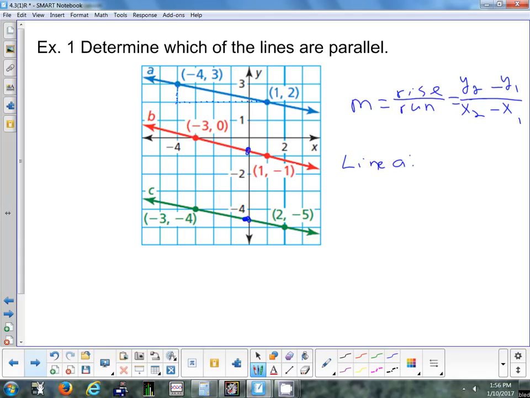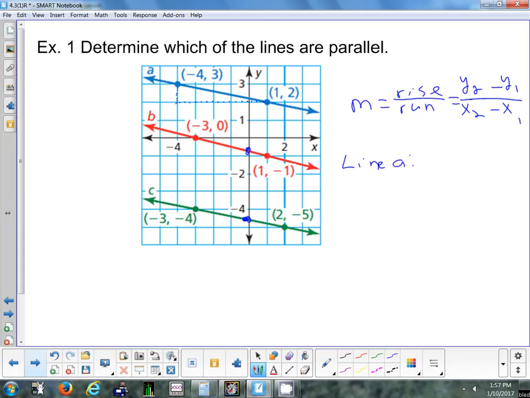Okay, guys, be quiet, please. Are we plugging into this formula? No, we have a picture. So what did I say when you have a picture? Okay, use rise over run.